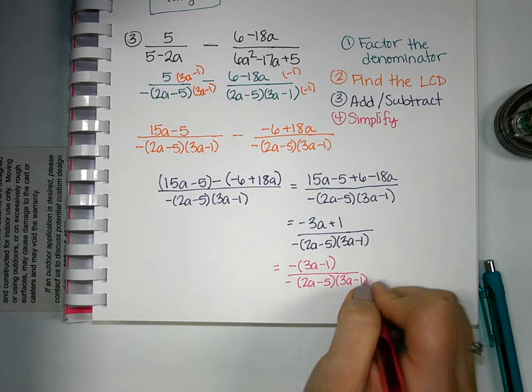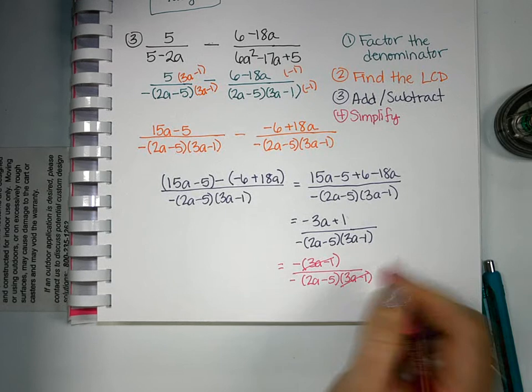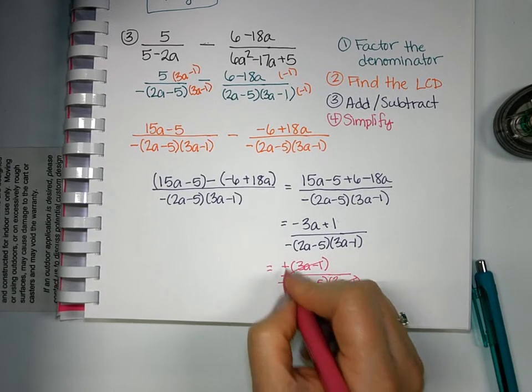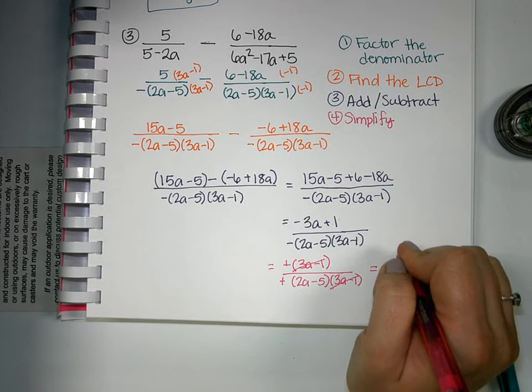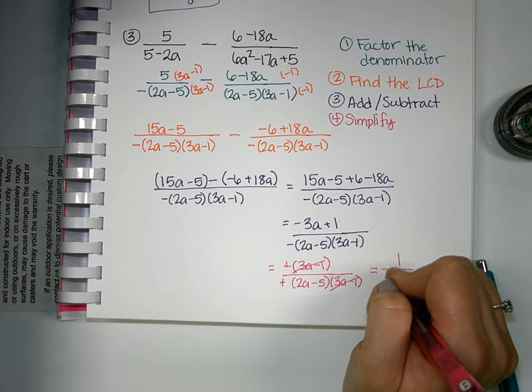And now I can cancel the 3a minus 1s, and I can even cancel my 2 negatives because I now have 2 negatives, which will make a positive, giving me a final answer of 1 over 2a minus 5.